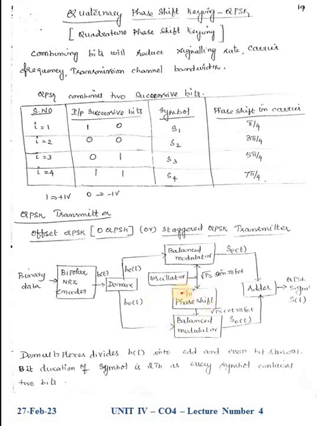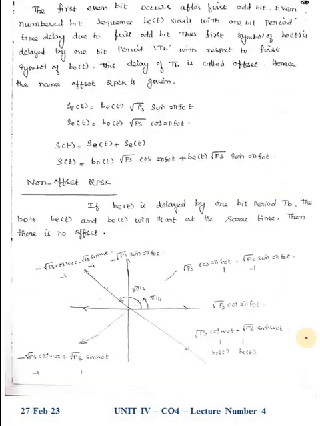So in the carrier also, a 90-degree phase shift is introduced. Here also one phase shift, here also one phase shift. So this is considered as the even bit stream, and this as the odd bit stream. The combination of SE of t and S naught of t produces the QPSK signal. So this is the operation of this circuit.